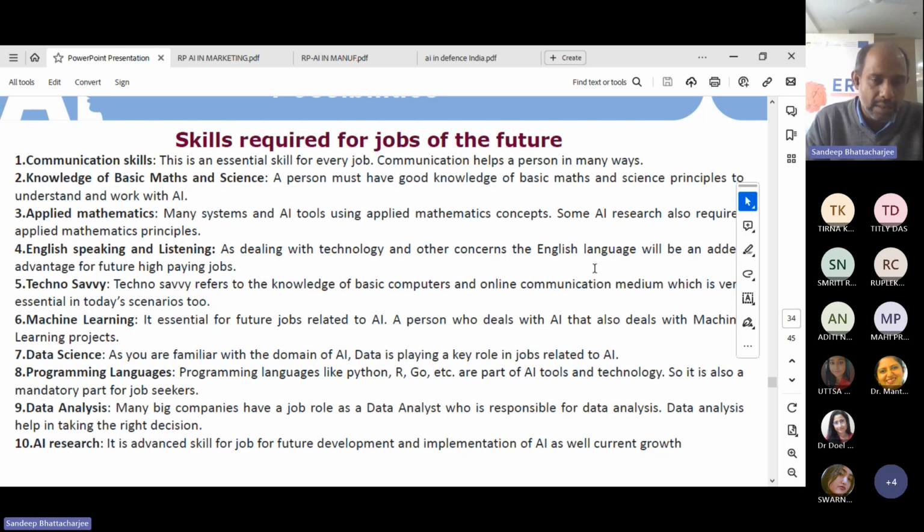Then you have got AI research. It is an advanced skill for job or future development and implementation of AI, as well as for current growth. So research is one area, this AI research, which must be continuous. So if you think of yourself as a person who is going to be in a good position in terms of future career, you have to think in terms of AI research. So what research is going on in AI, we have to keep ourselves updated with it. Very, very important part of present development.